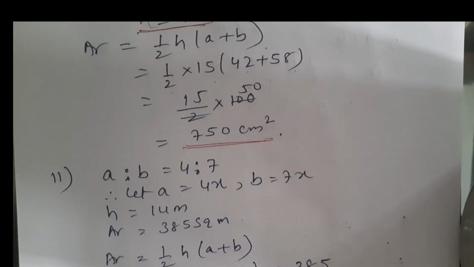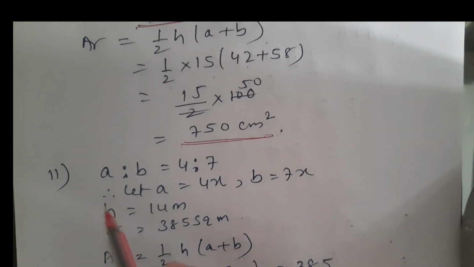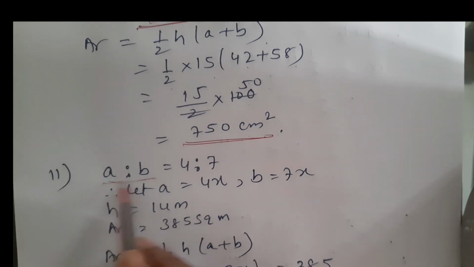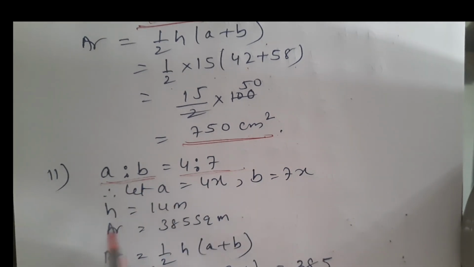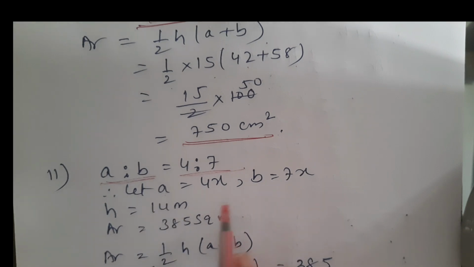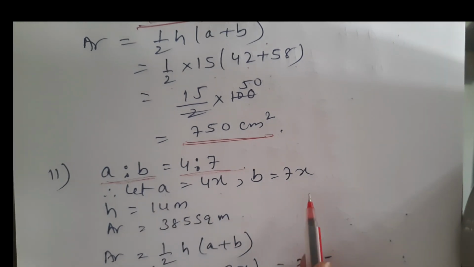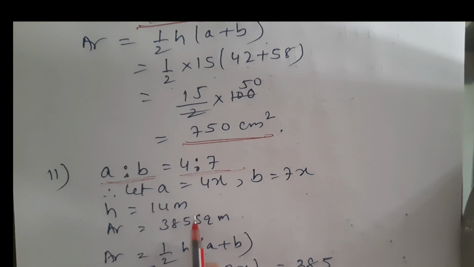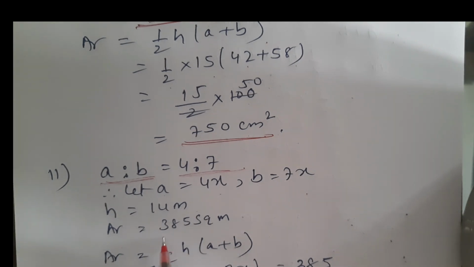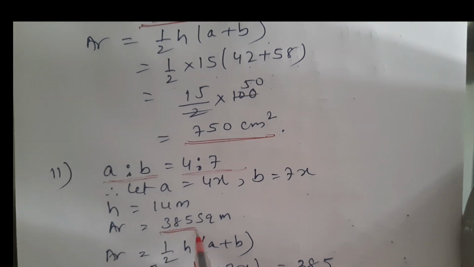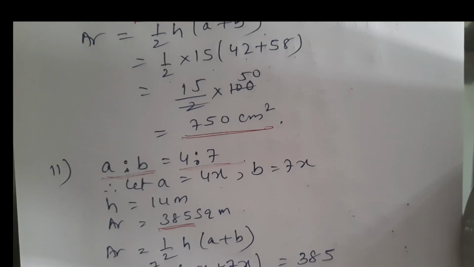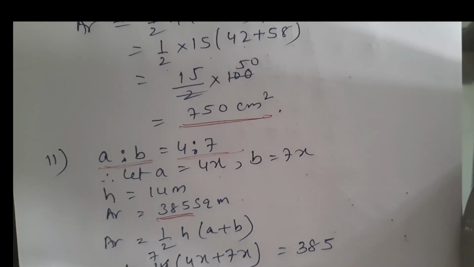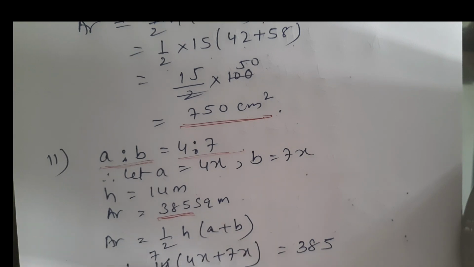Now let's start with 11th question. It is also quite little different. Here ratio of parallel sides is given, which is 4:7. So we'll consider one of the parallel side in terms of x as 4x and other parallel side as 7x. Height is given 14 meter. Area is given 385 square centimeter. Again we'll apply the formula. Now I think all my kids are ready with the formula. So area of trapezium is half h a plus b. Half, replace height with 14, parallel sides with 4x and 7x, and area with 385.